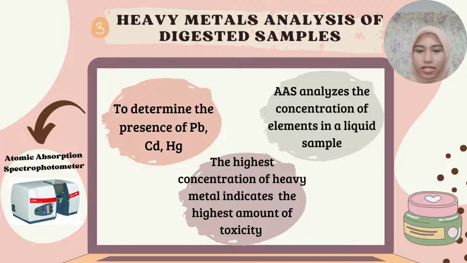From the results, the highest concentration of heavy metal indicates the product has the highest amount of toxicity, which is harmful to humans. However, the presence of one type of metal does not necessarily indicate the presence of the other types because the metals are probably not from the same source.